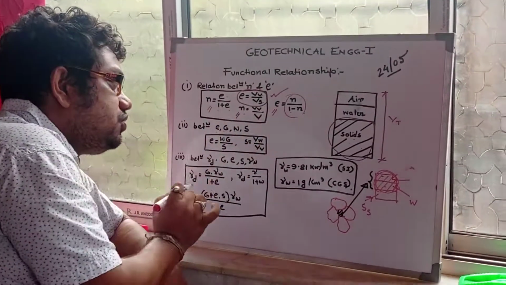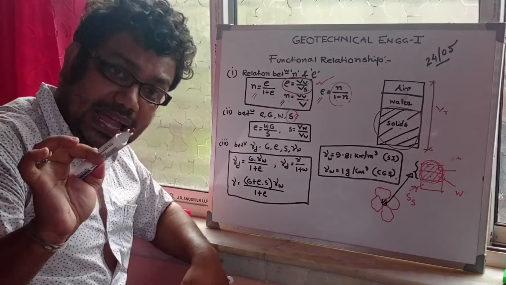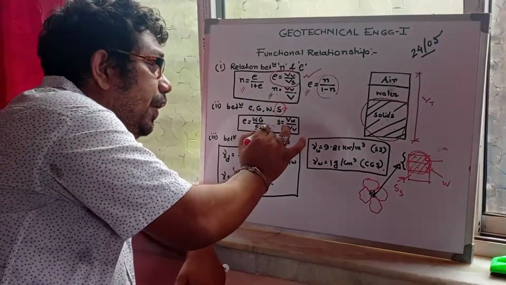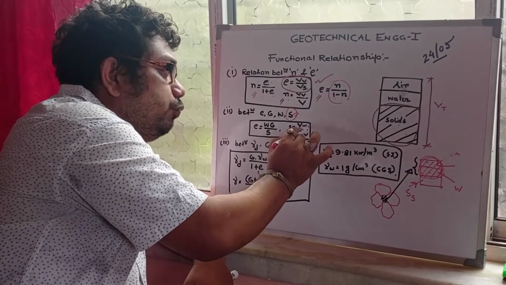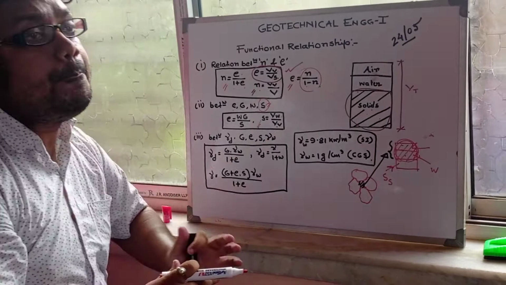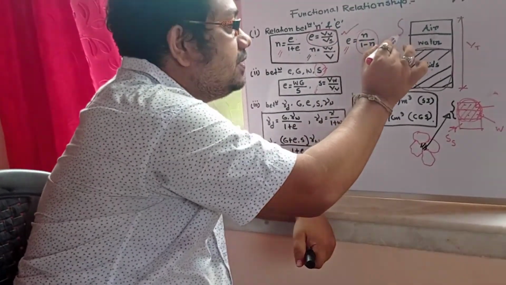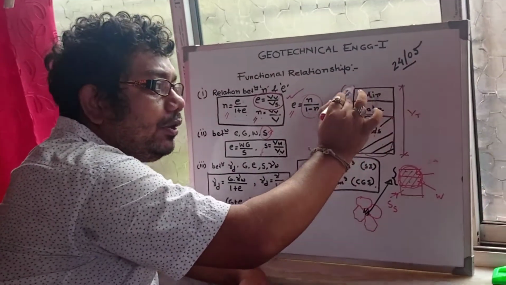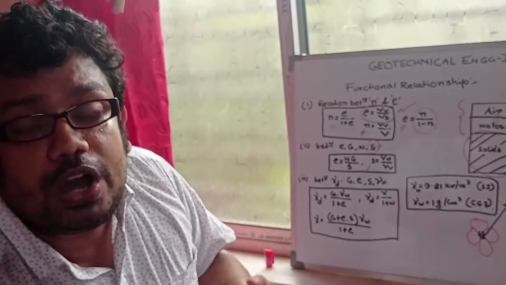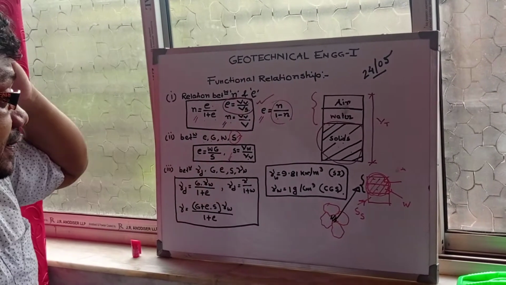So you understood water content. Next is the degree of saturation. S is known as the degree of saturation. What is called degree of saturation? Degree of saturation is the ratio of the volume of water to the volume of voids. That means how much percentage of water is present in this zone. This is the void part of the soil, and how much water, in terms of volume, is present in this volume. That is called degree of saturation.